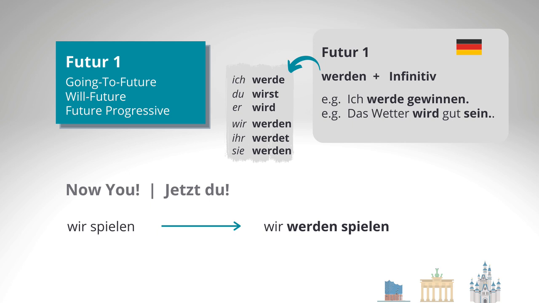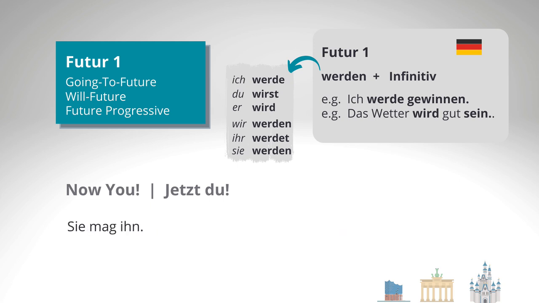Wir werden spielen. Wir is the first person plural, so all we need to do is look for the first person plural of werden, which is wir werden, and then we just use the infinitive of spielen, which is also spielen. So wir werden spielen. We will play. Okay, so now let's make it a little more difficult.